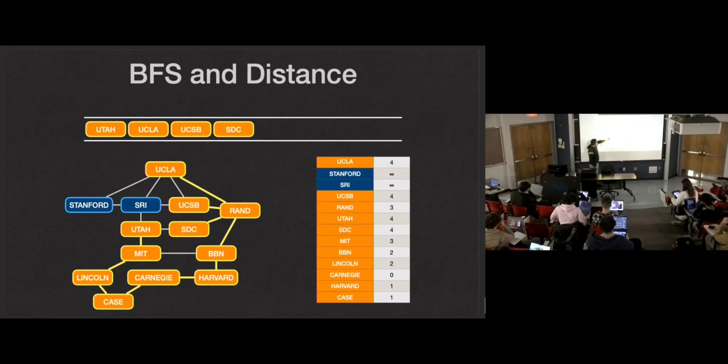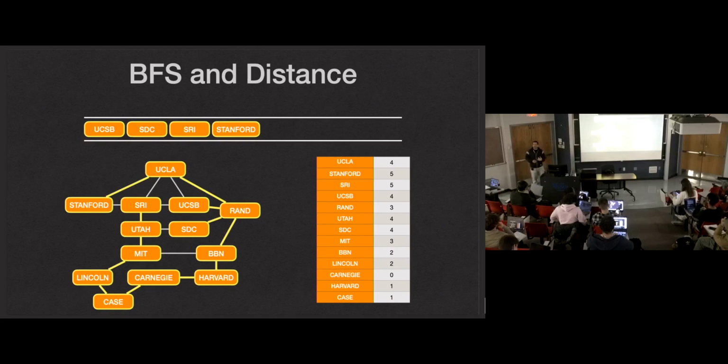So Utah: MIT and SDC already explored, so we don't do anything. SRI is not explored, so mark it explored, enqueue it, set its distance to Utah's distance plus 1. DQ UCLA: already visited, already visited, already visited. But we do find Stanford, enqueue Stanford, and set distance equal to 5. And we can tell at this point we've already visited every node. So no matter what node we're visiting the neighbors of, they're all already explored. So we don't have anything left to do.